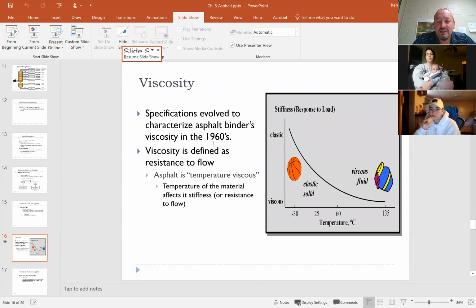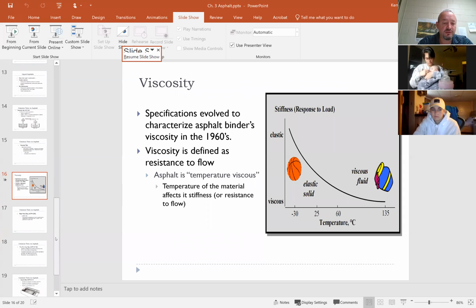And so here you can see the stiffness or response to load. The viscosity would have a bearing on how flexible or rigid the pavement might be as it's put into a hot mix asphalt mixture, related to temperature. So we don't want it too soft, or too hard.